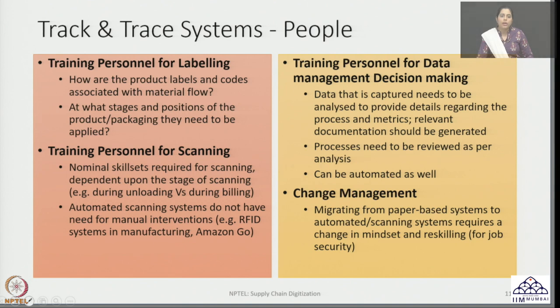And finally, we have change management concerns when it comes to people management in track and trace systems. Migrating from paper-based systems to automated systems requires a change in mindset. So regular training needs to be created for this.